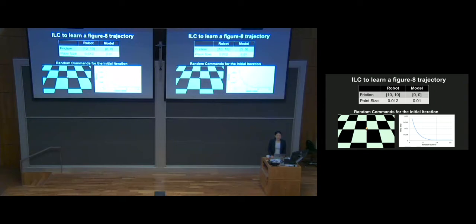to follow a figure eight trajectory. The simulated robot represents the real dynamics, which has a friction and a point set equal to 0.012. The model I used in ILC doesn't have a friction and has a wrong point set. I use random commands for the initial iteration and plot the RMS error of each iteration during learning. After 8 iterations, it converges. Let's take a look at the trajectory. This is the random initial action. And then it starts learning the figure 8 trajectory. Iteration 5.